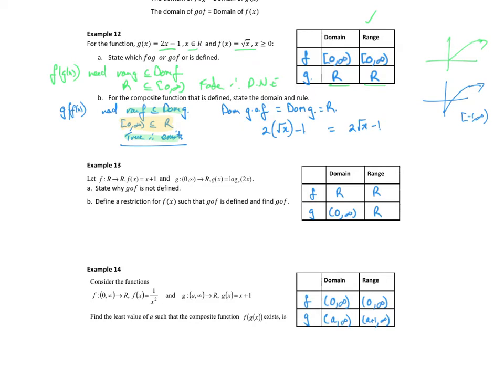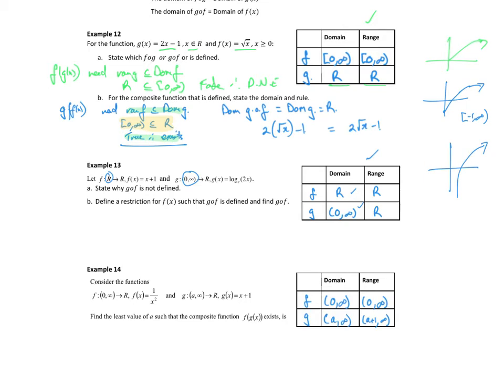Let's have a look at 13. All right, state why g of f is not defined. Step 1, create our domain range table. So again, there's a domain R, and here's my domain 0 to infinity, so I can put those in. For x plus 1, if I've got a domain of R, I've got a range of R, and for the natural log of x, something like that, we've got a domain of R.